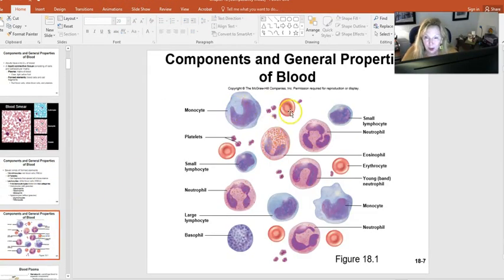This is an illustration, a very good drawing, of what these nucleated white cells look like and how they look different from each other. But structure will always dictate function, so anatomy always goes hand in hand with function. These monocytes are the ones that aggregate together to become macrophages. Eosinophils have these huge orangey pink granules when you stain them with the right stain.